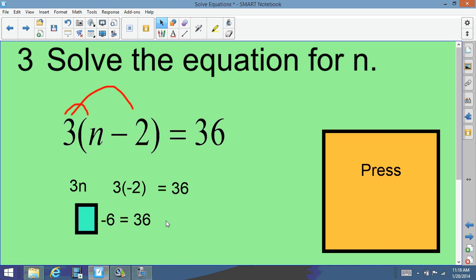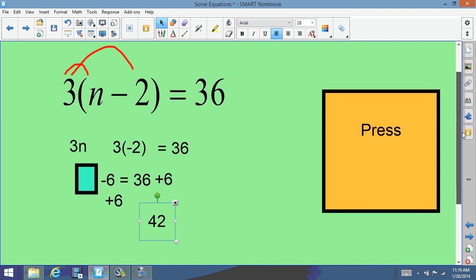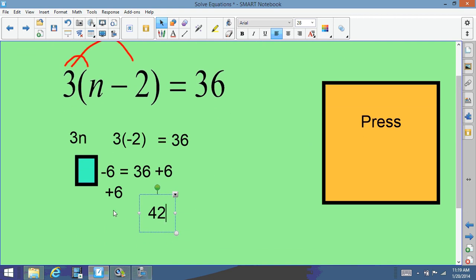If you're thinking 30, 30 plus 6 is 36. So that's a minus. So what you would do is do the opposite on both sides. Instead of subtracting 6, add 6. So add 6 to both sides. So I'd have a 6 here, and that magical number I'd be looking for is 42. So the box has to be equal to 42.